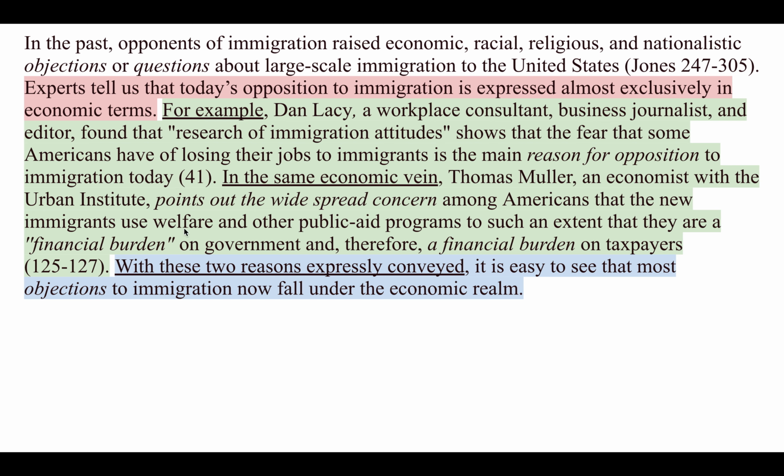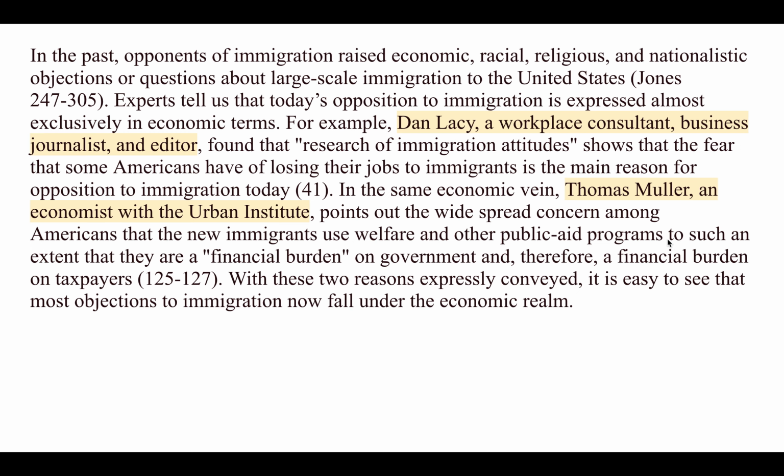Here's what the next person says, right? But we have this synthesis connector. Then we have both of these sources referred to in the wrap-up with these two reasons expressly conveyed, you can see overall, right? In italics, you can see key phrases that help relate to the same point that keep the paragraph unified. Here, I have highlighted each introduction of each source.